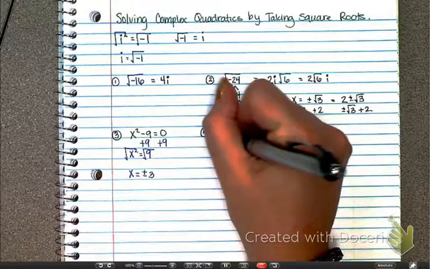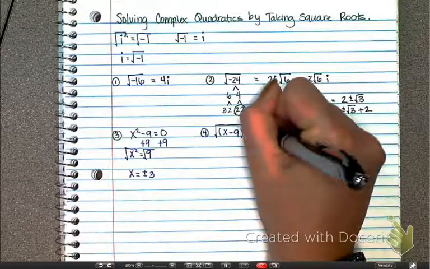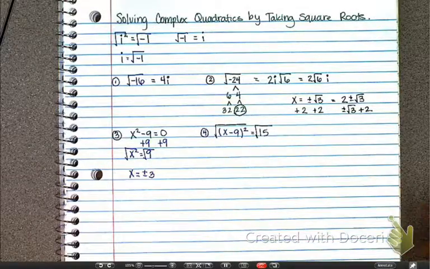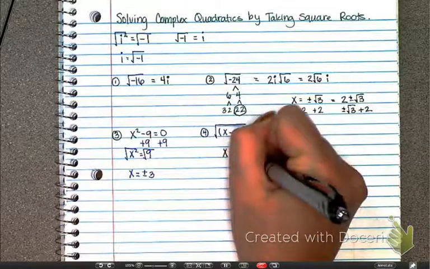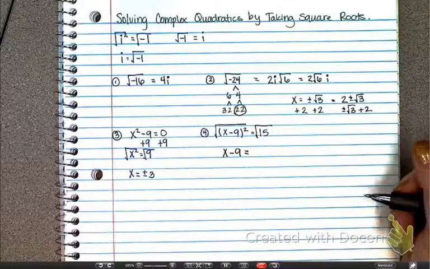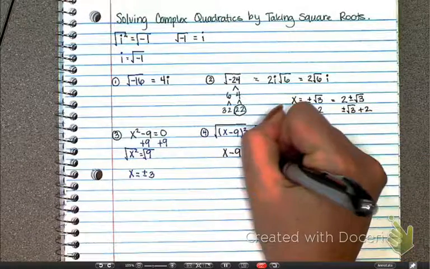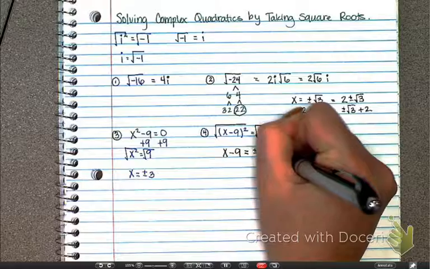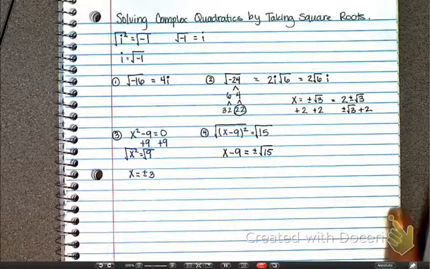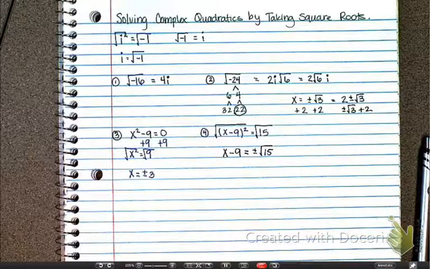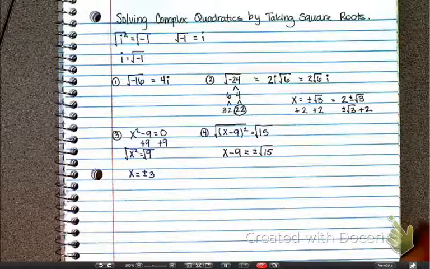Take the square root. Okay, so when I take the square root, I get x minus 9 equals plus or minus the square root of 15. Anytime you're solving and you take the square root, you have to have that plus or minus. But I still want x by itself.